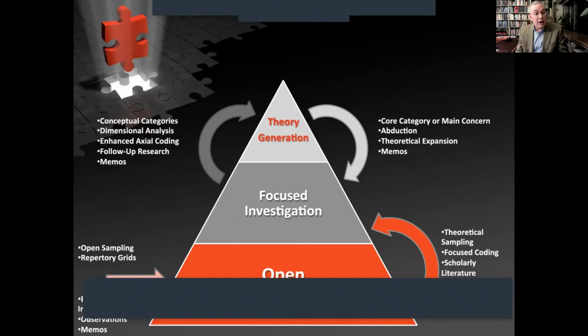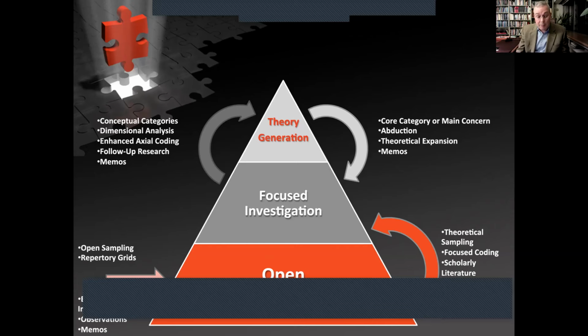Grounded theory treats scholarly literature not as a way of validating what you've done. It treats it as another research informant. These people were thinking about this topic too. And so you code your scholarly literature and you fit it into the developing framework.